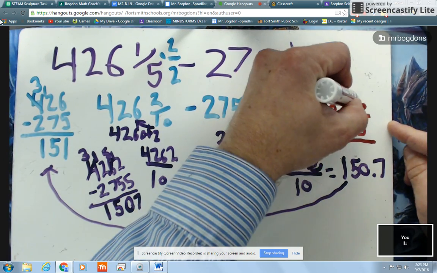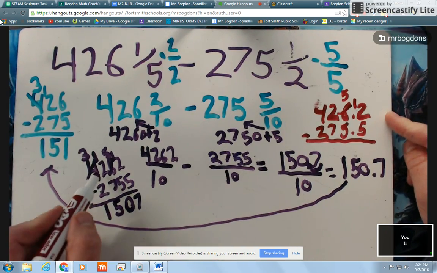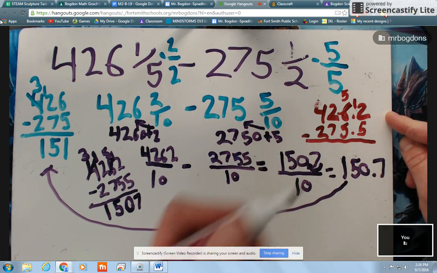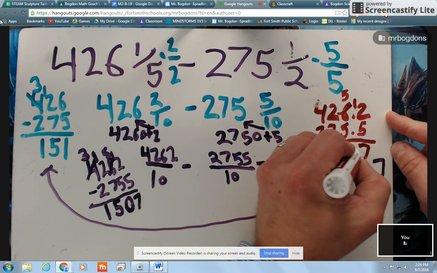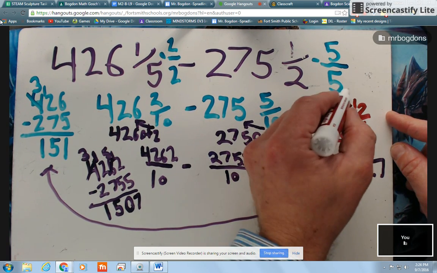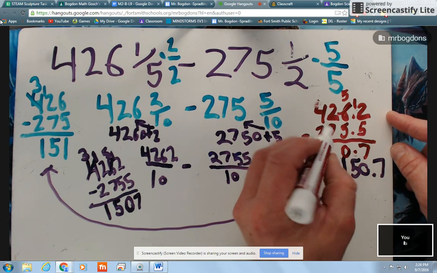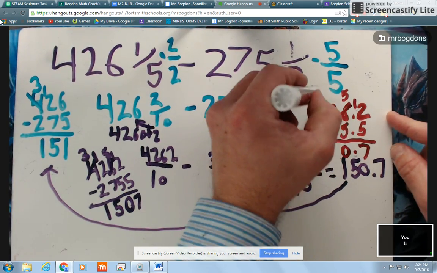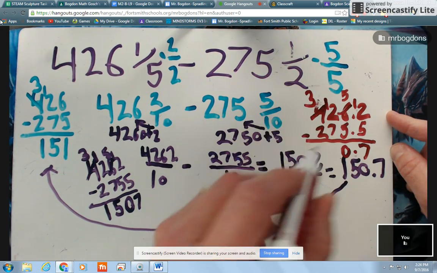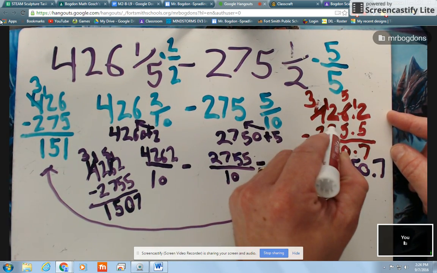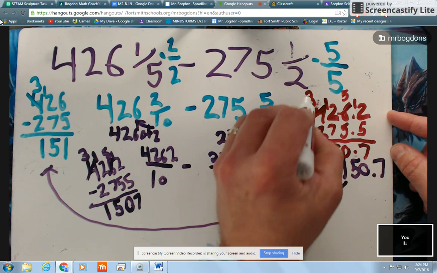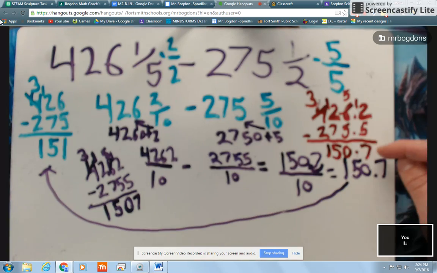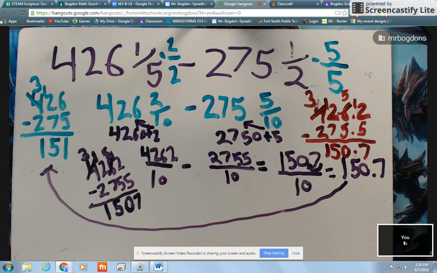This should look familiar. This is going to look just like this. What's 12 minus 5? 7. 7 tenths. Decimal point drops down. 5 minus 5? 0. 2 tens minus 7 tens? Can't do it. Regroup from the hundreds. 12 tens minus 7 tens? 300 minus 200? Do we see how the answers are the exact same?